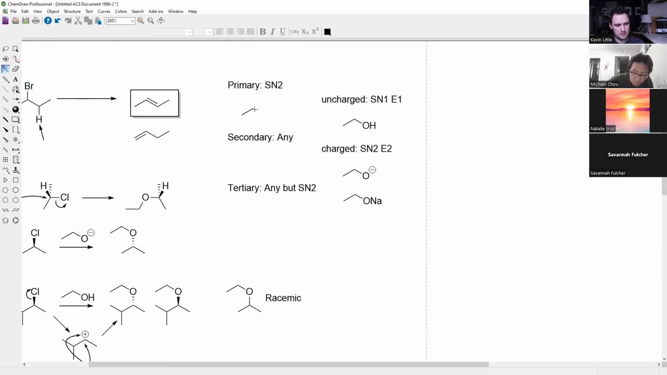So what I mean by primary, secondary, tertiary is, if X is a halogen, like a chlorine or bromine, a primary alkyl halide is this. A secondary alkyl halide means that there's two other things on this carbon. A tertiary alkyl halide means that there's three other things attached to this carbon.